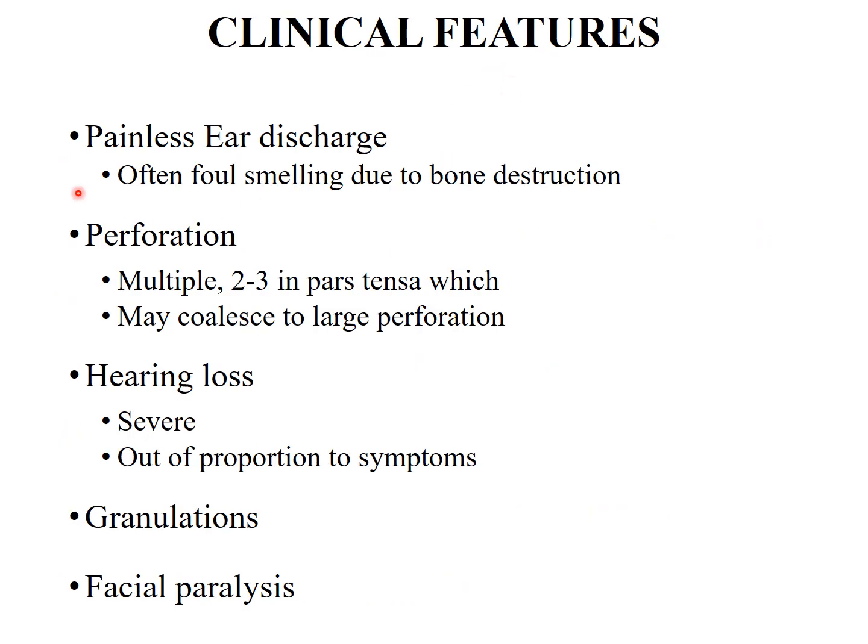Clinical features. There will be painless ear discharge. However, discharge may be followed by swelling, often due to bone destruction. Perforation, as already mentioned, there are multiple perforations, 2 to 3 in pars tensa, which coalesce later on to form a large single perforation. There will be severe hearing loss, which is most commonly of conductive variety, but this hearing loss will be out of proportion to the symptoms. However, a sensorineural component may occur due to involvement of the labyrinth. Then granulations may be seen, and facial paralysis can also be there, which can come unexpectedly.